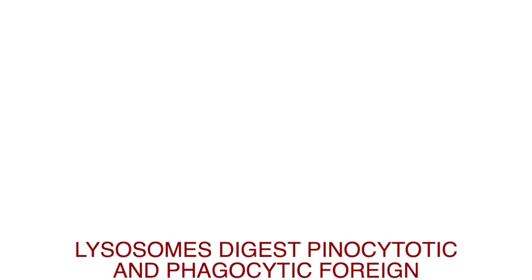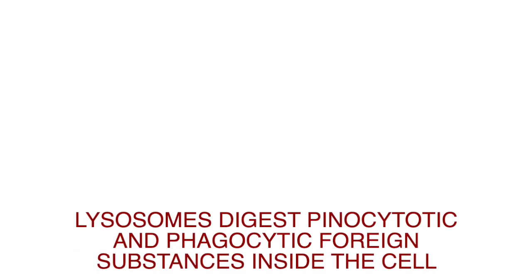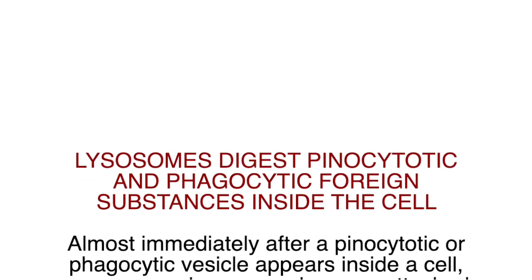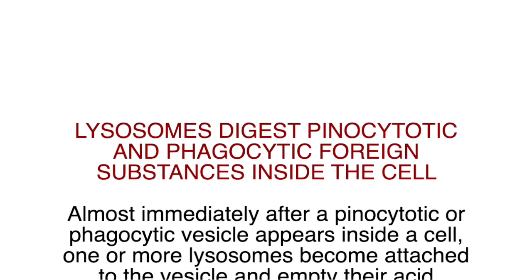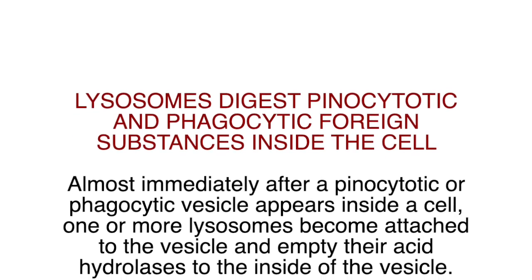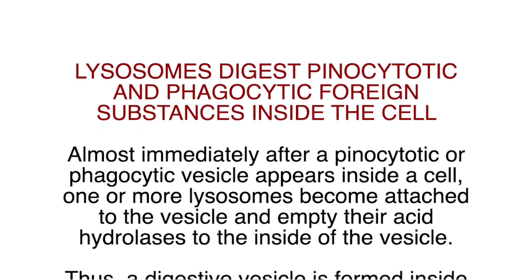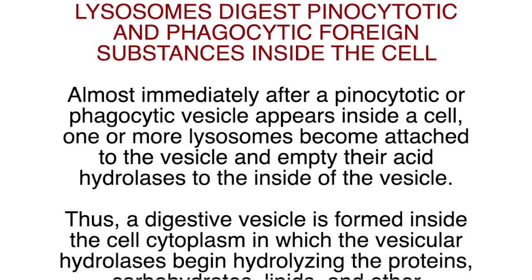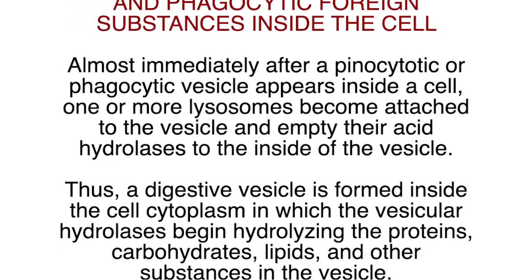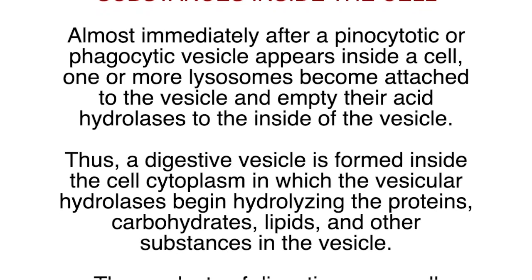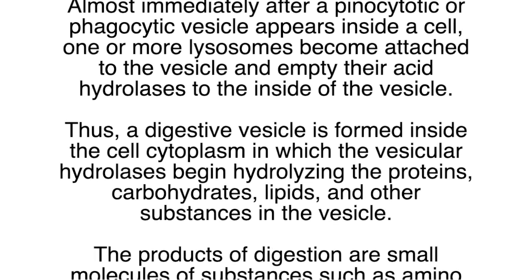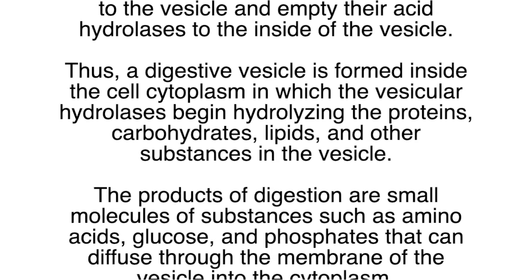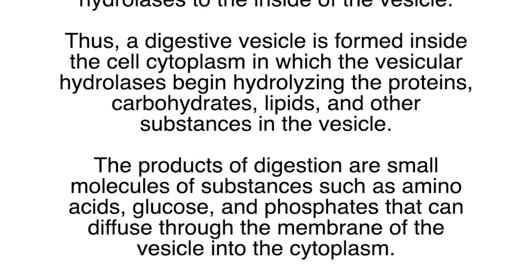Lysosomes digest pinocytotic and phagocytic foreign substances inside the cell. Almost immediately after a pinocytotic or phagocytic vesicle appears inside a cell, one or more lysosomes become attached to the vesicle and empty their acid hydrolases to the inside of the vesicle. Thus, a digestive vesicle is formed inside the cell cytoplasm in which the vesicular hydrolases begin hydrolyzing the proteins, carbohydrates, lipids, and other substances in this vesicle.